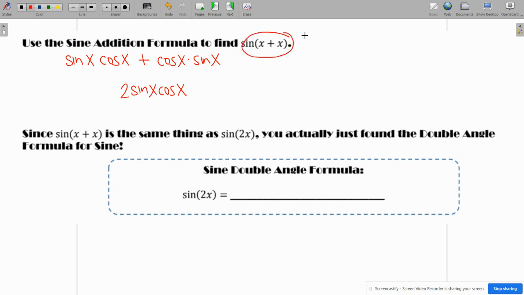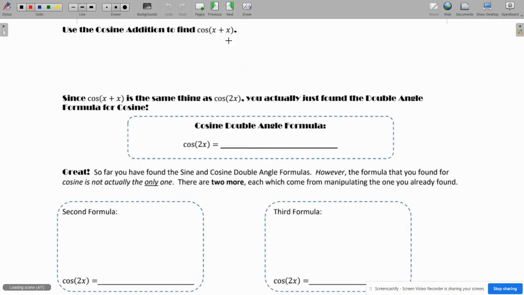Now, since the sine of x plus x is the same thing as the sine of 2x, what we just figured out is the sine of 2x is 2 times the sine of x cosine of x. So this is the sine double angle formula. So the sine of 2x is equal to 2 times the sine of x times the cosine of x.